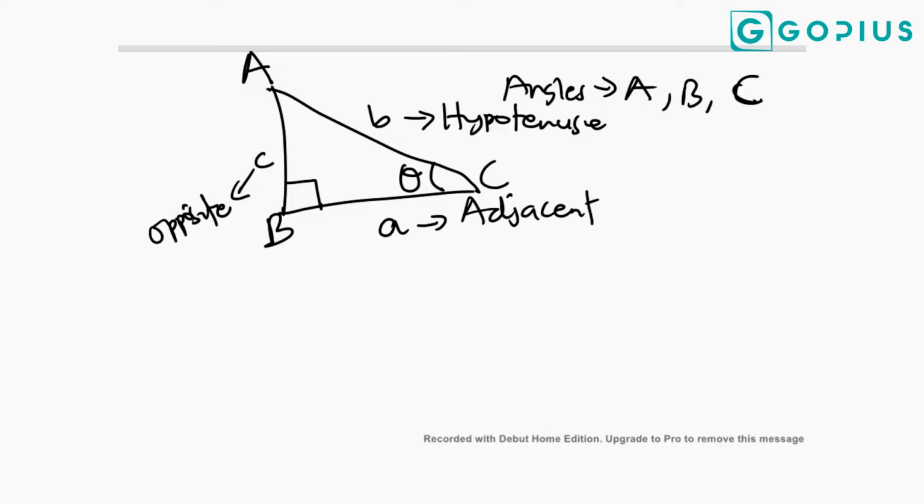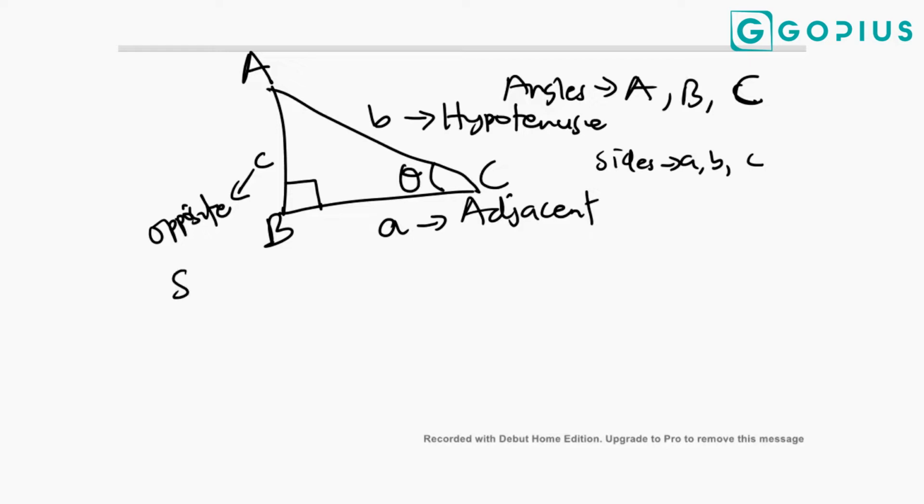This is how we label a right angle triangle. Capital A, B, C are the angles, and the sides are small a, b, and c. Small a is our adjacent side, small c is the opposite side with respect to the angle theta, and small b is our hypotenuse side, which is always the longest side.